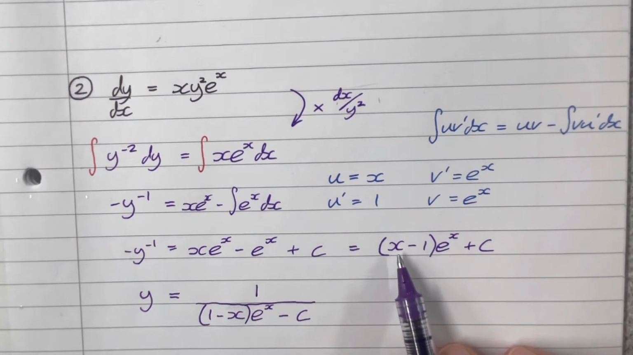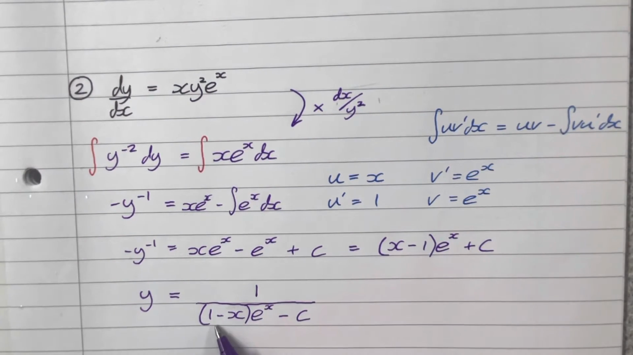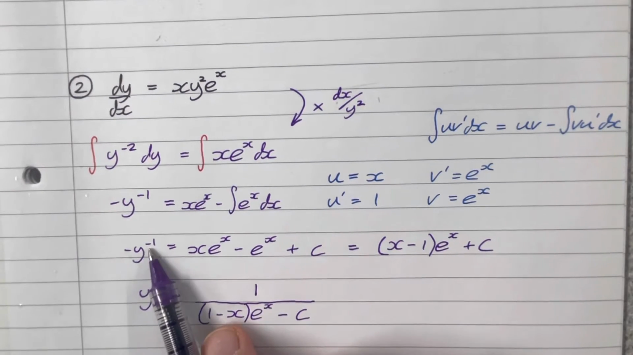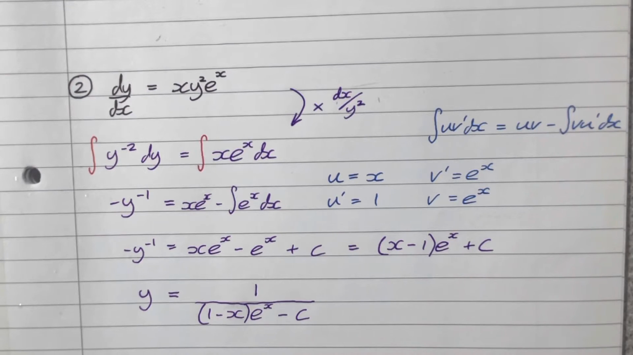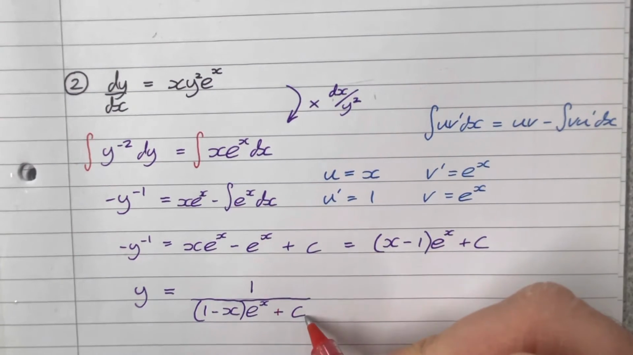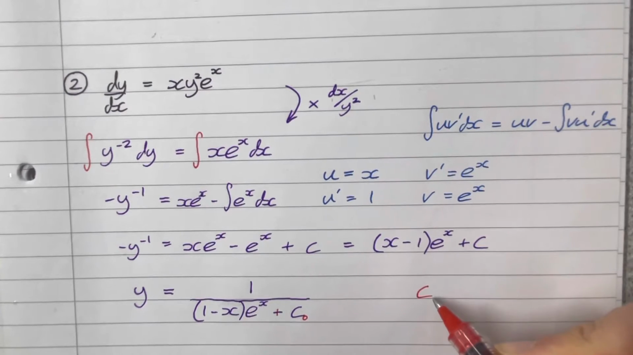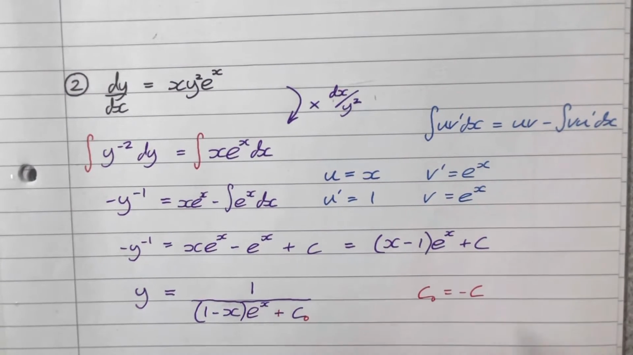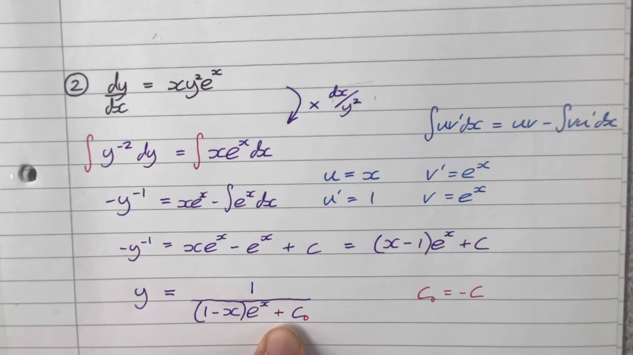Okay, so times by minus 1, so that went from x minus 1 to 1 minus x. That went from plus c to minus c, and I've reciprocated because of the power minus 1, so it's now 1 over. And what I can do is I could change that to a plus because this constant is arbitrary. So I could put a plus c there and maybe put a plus c0 just to make sure it's different to that, and then redefine my arbitrary constant. So I'm going to say c0 equals negative c. And you don't have to do that, but it does just look a bit nicer.